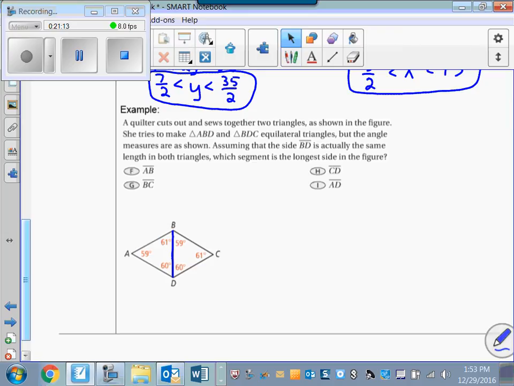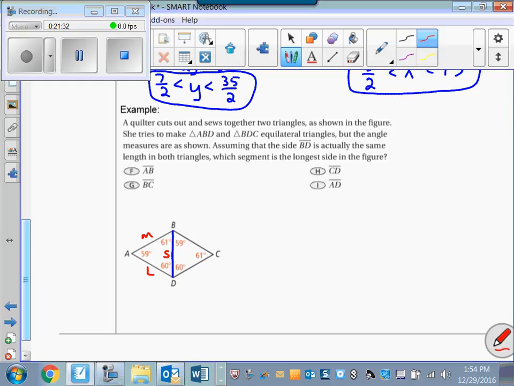Ooh, how are we going to do this? Well, we got to start with one triangle at a time. Let's start with ABD. Which is the shortest side in ABD? It's this one right here, BD, right? This is the shortest side. This would be the medium side. This would be the long side, right?